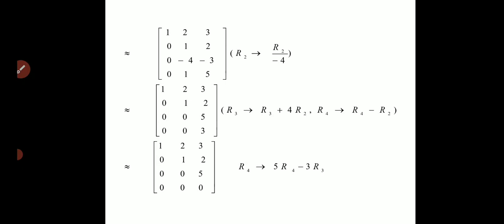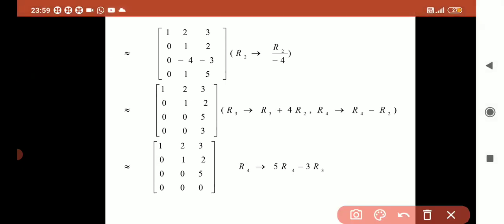Next we can make this element 0 and this element 0 by applying row operations. That is, R3 changes to R3 plus this one, minus 4 plus 4 becomes 0, and R4 changes to R4 minus R2, it is minus 1 plus 1 becomes 0. So after applying these row operations, you will get this matrix.